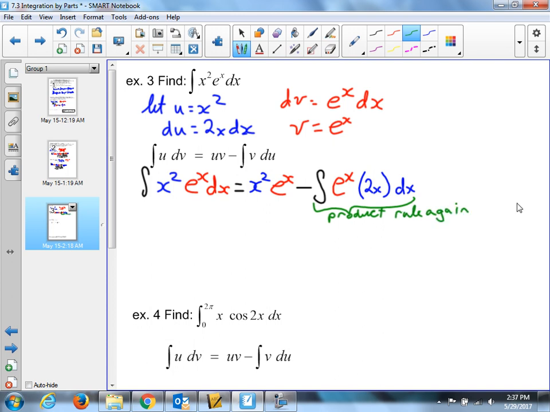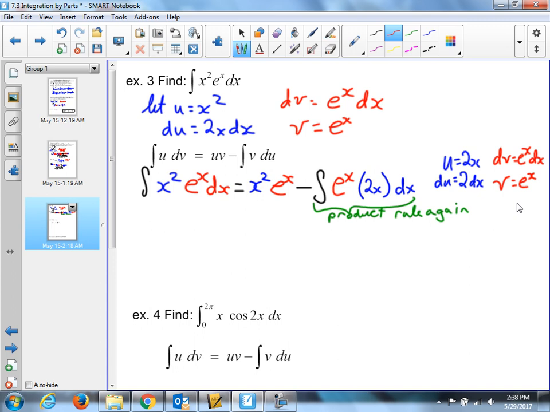Now this time, I'm going to just put it off to the side here. U is equal to 2x, du is equal to 2 dx. And my dv is the exact same as before, but I'll write it out again. dv equals e to the x dx. V is equal to e to the x. This is going to work this time. It better.